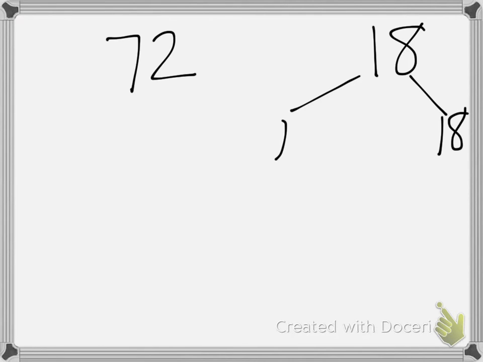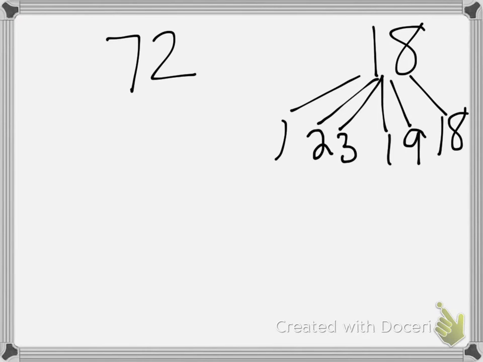We know that 1 times 18 equals 18. Divided by 2, it would be 9. Divided by 3, it would be 6. 4 does not go into 18 and 5 does not go into 18. So let's use the cheater method.